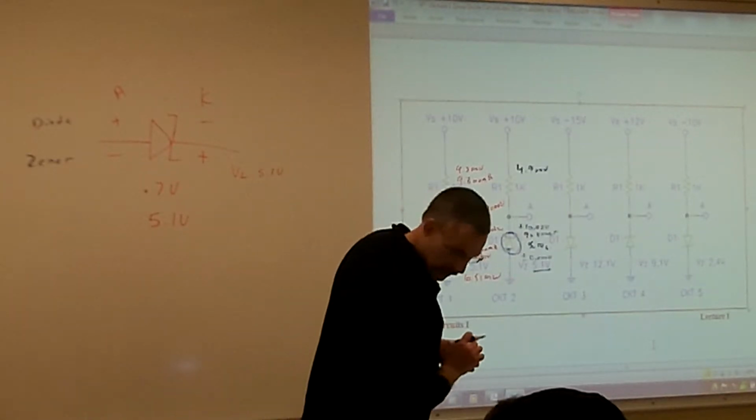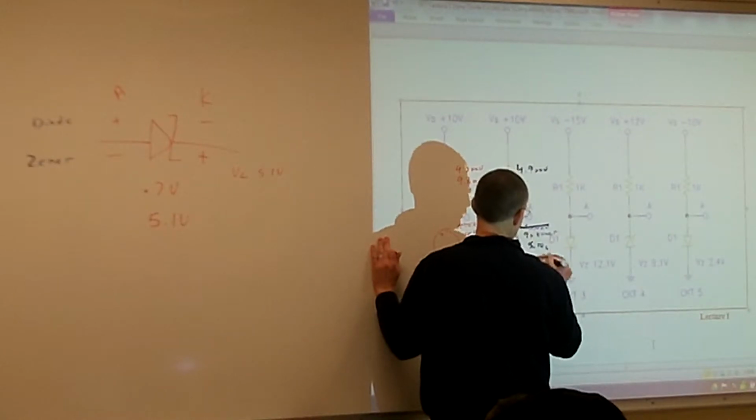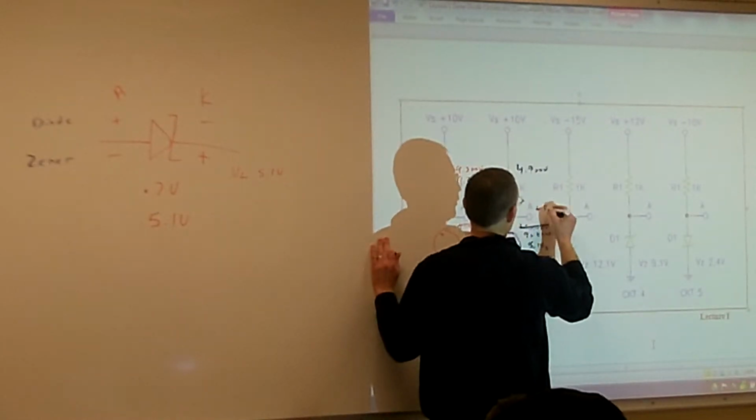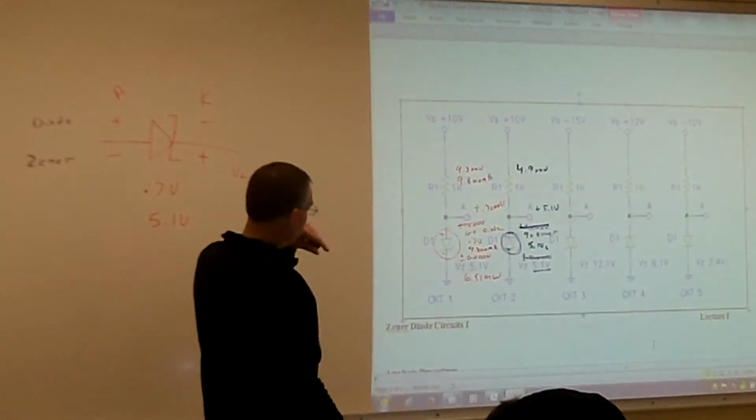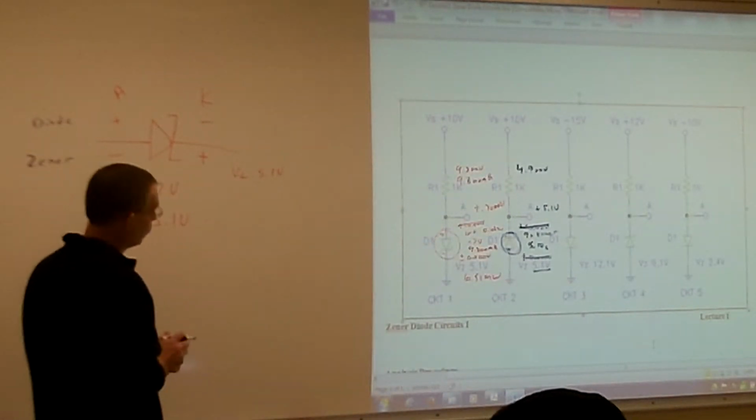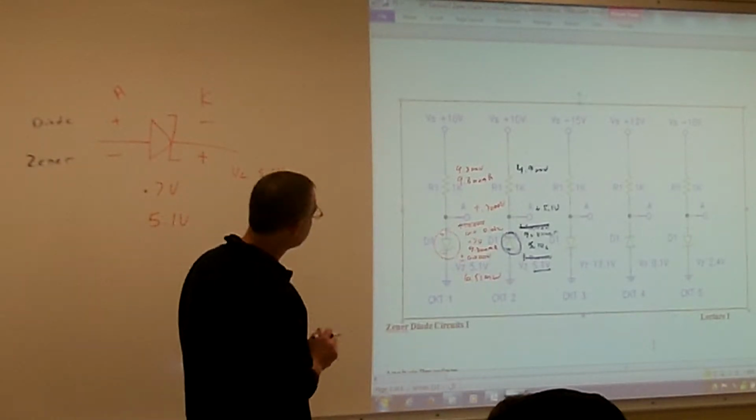And then we'll go right down the row this time. So then what's my voltage at test point A going to be? Plus 5.1 volts. It's going to be at test point A then, the voltage across the Zener. And then what's the current going through the diode?